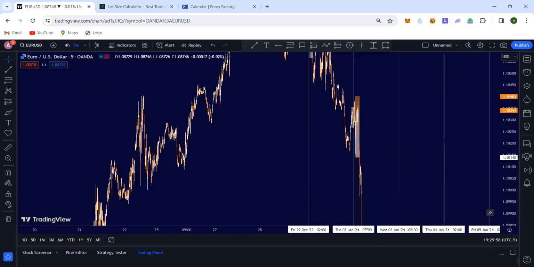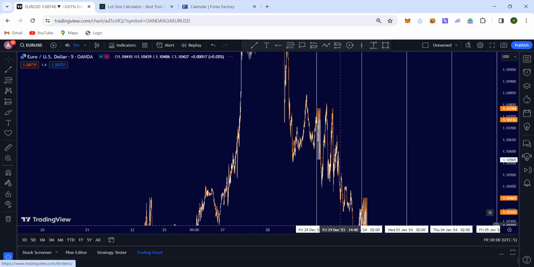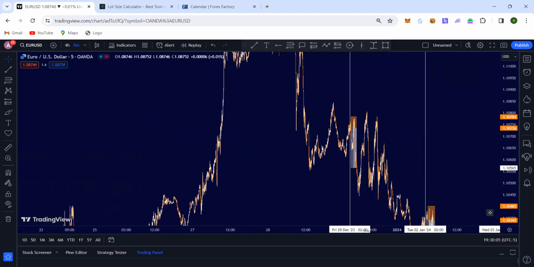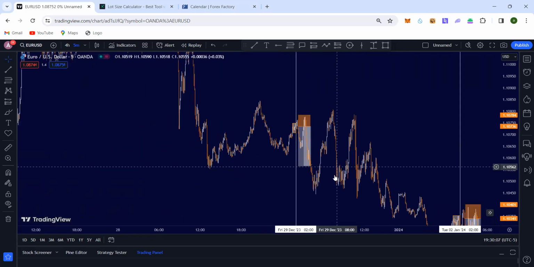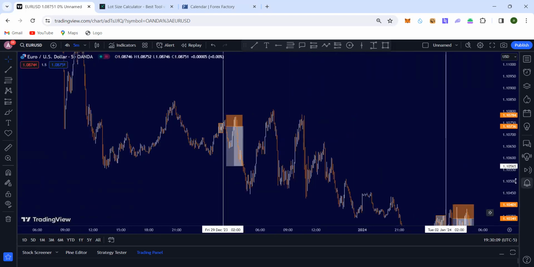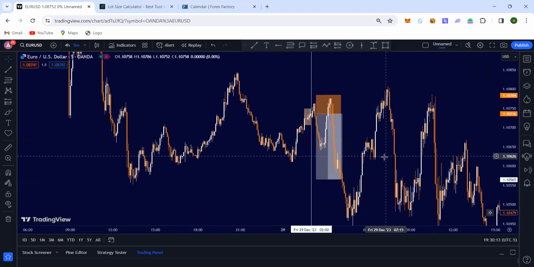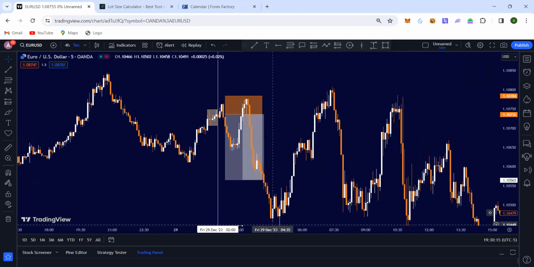So I'll try to start my chart from the 29th. Yeah, the 29th, that's Friday, right? Friday that people didn't actually trade. I actually took the setup that day. So this is how it works.